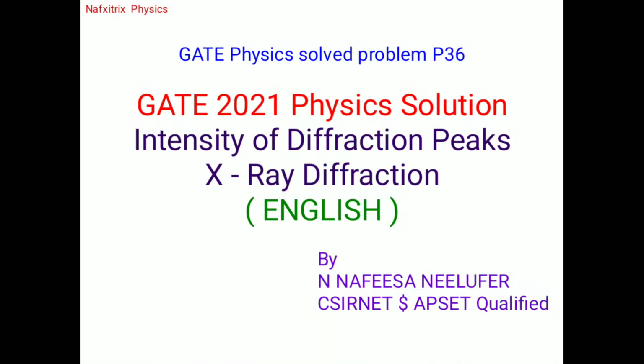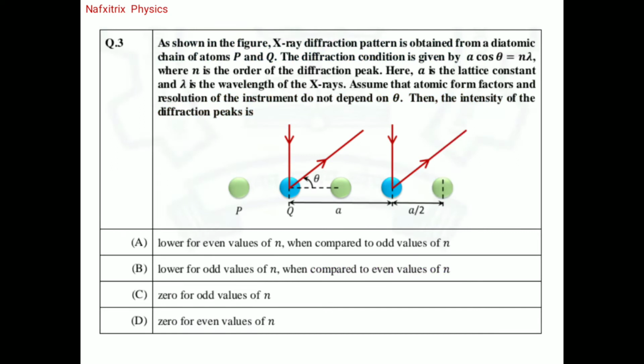So let's discuss a topic from GATE 2021 physics. This is related to the intensity of diffraction peaks in X-ray diffraction. As shown in the figure, an X-ray diffraction pattern is obtained from a diatomic chain of atoms P and Q. Here we can see in the figure, this is atom P and this is atom Q. So it is a diatomic chain, two different atoms, and here we are obtaining the X-ray diffraction pattern.